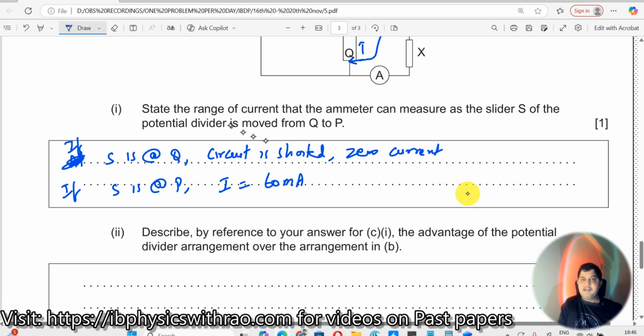He's asking about the range. The range should be 0 to 60 milliamps. Okay, this should be your right answer.